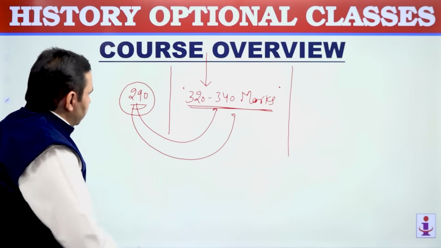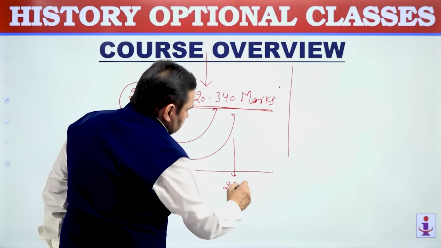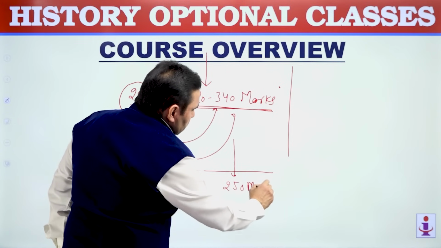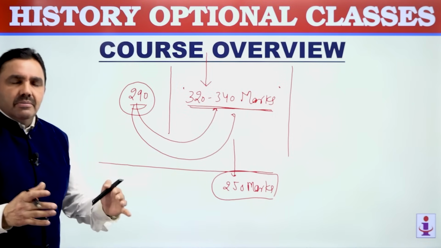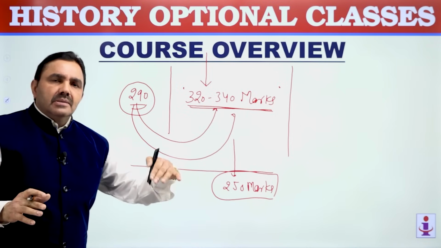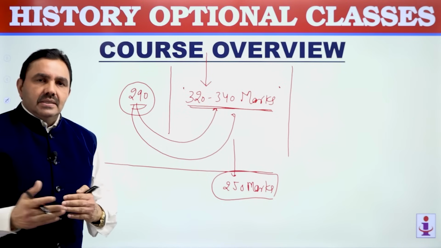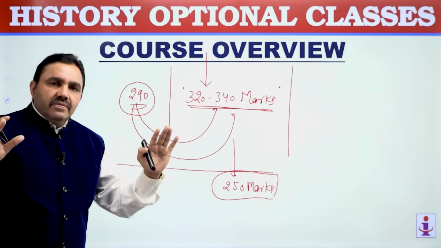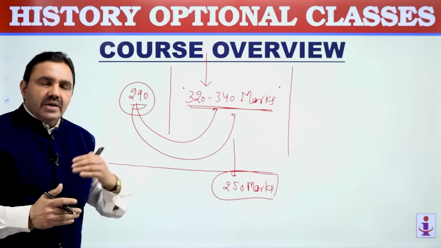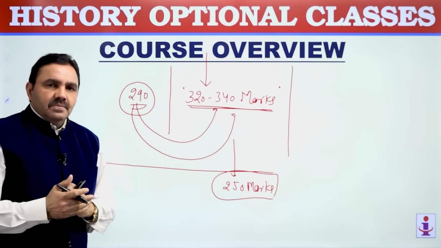So history is very safe, very reliable. Hardly anyone gets less than 250 marks. Because you know history, you read NCERTs, you cover basics, you can write something about every topic. What matters? How to write quality answers. If you write something, you can get 40% marks. You can get 45, 50% marks. And if you write quality answers, you can fetch 75, 80% marks as well.